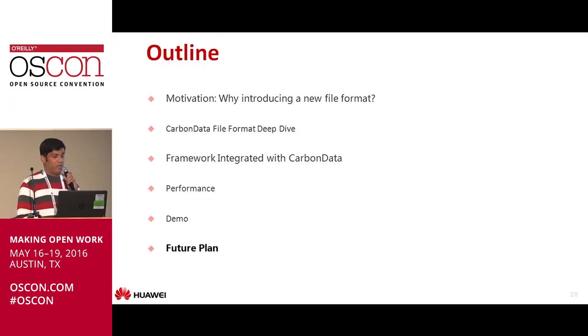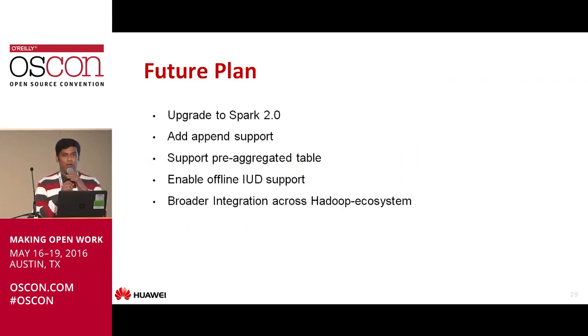So that was the demo. And now let's talk about the future plan of Carbon. Carbon is in a beginning stage, though it's completely stable and it has sufficient features for production use, and we are using it in production in many of our sites. But still, we have a lot of plans for Carbon. We want to upgrade to Spark 2.0. Currently, we are integrated with Spark 1.5.